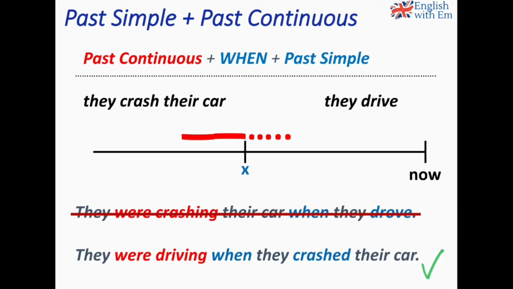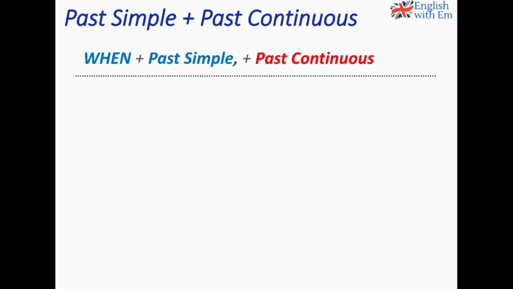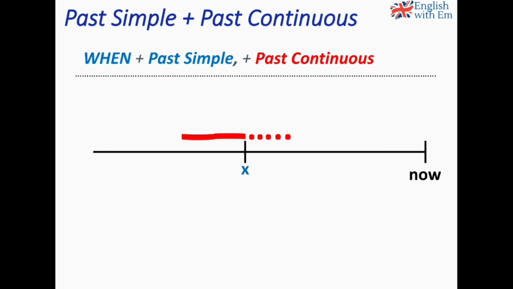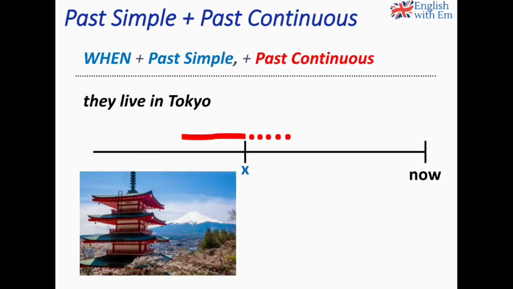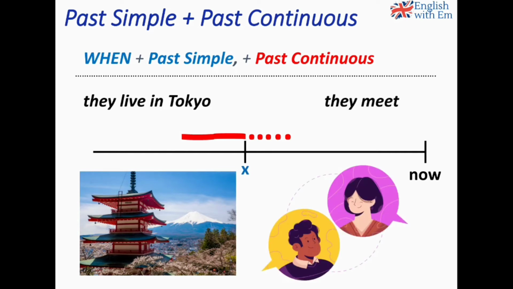Now, let's take a look at one of the other structures. So we can start with when, followed by the past simple, and then a comma, and then the past continuous. So again, we've got our timeline. They live in Tokyo. They meet. So which of these actions do you think continues for a longer period of time? Living in Tokyo or meeting someone?